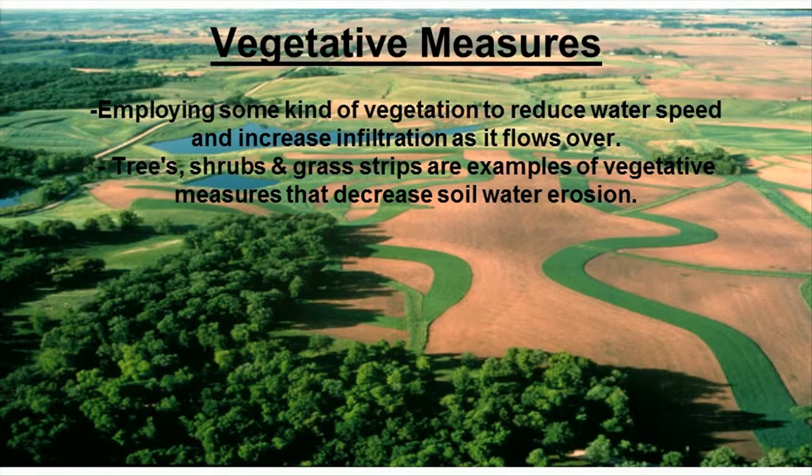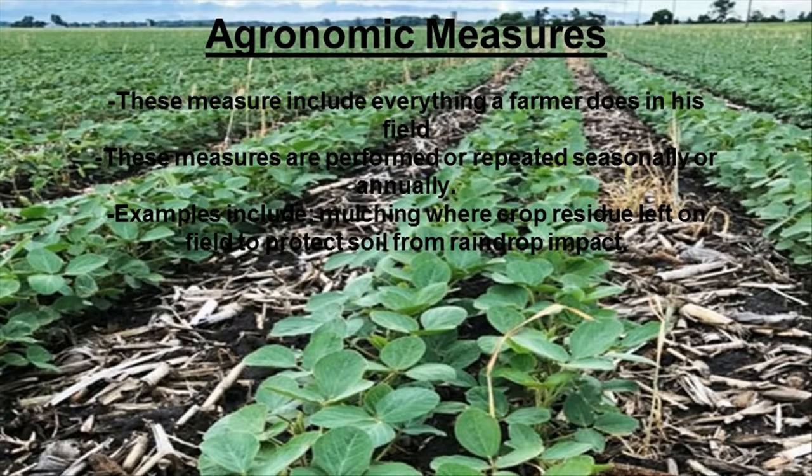Vegetative measures. These measures may include employing some kind of vegetation to reduce water speed and increase infiltration as it flows over. Trees, shrubs, and grass strips are all examples of vegetative measures that decrease soil water erosion. Agronomic measures. These measures include everything a farmer does in his field. These procedures are repeated seasonally or annually.